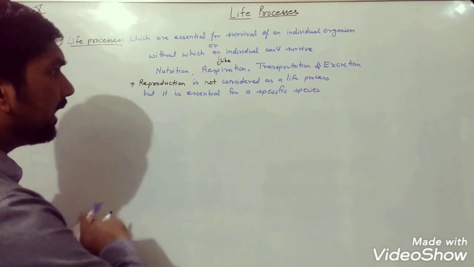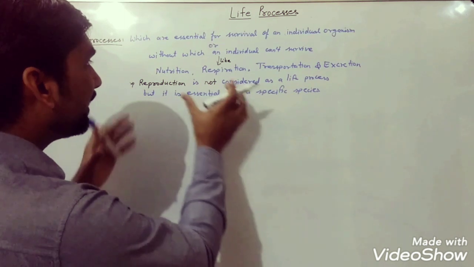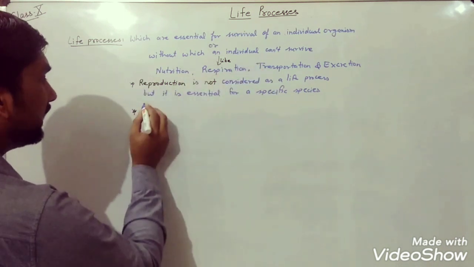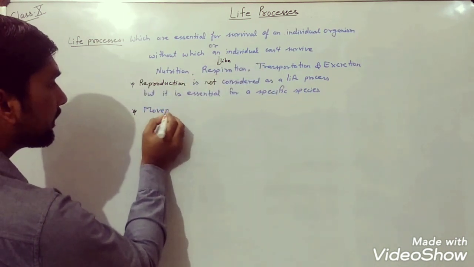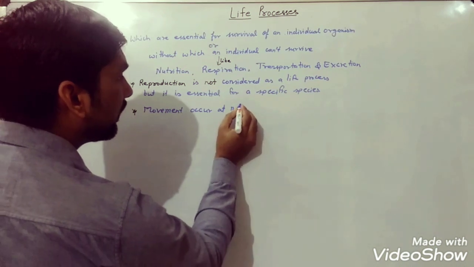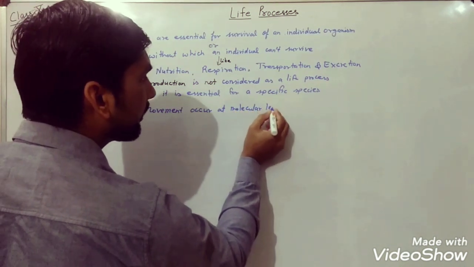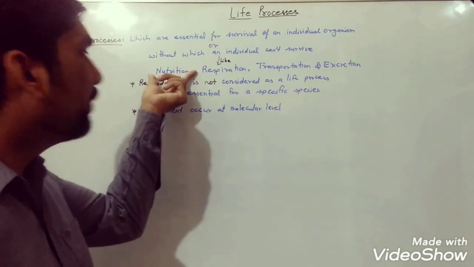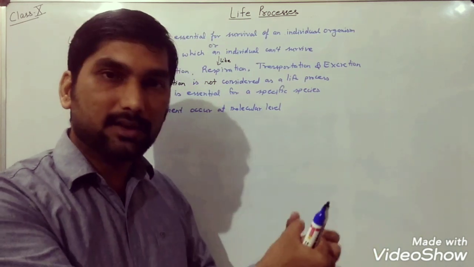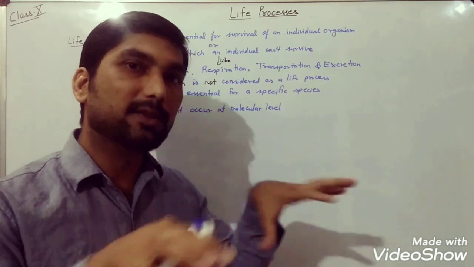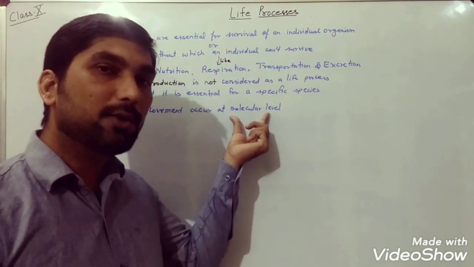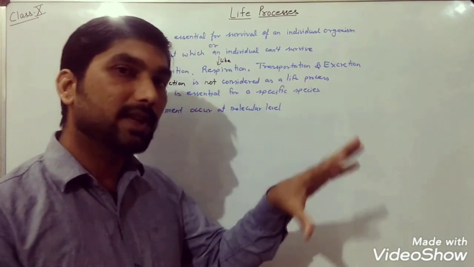And when we talk about what is the common thing in all of these processes, you will come to know that in all these processes movement occurs at molecular level. Whenever we talk about the nutrition process, you have an idea now that during nutrition, after digestion, the nutrients are absorbed in the body and transported to each and every part. So the movement of nutrients occurs at molecular level, which we cannot see from the outside of the organisms.